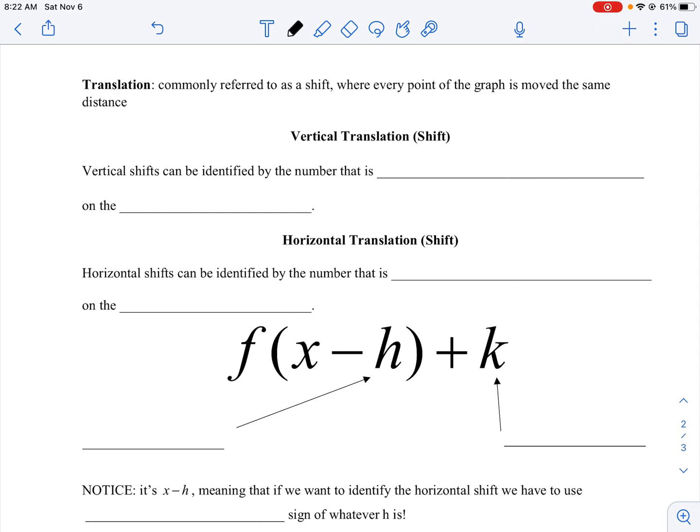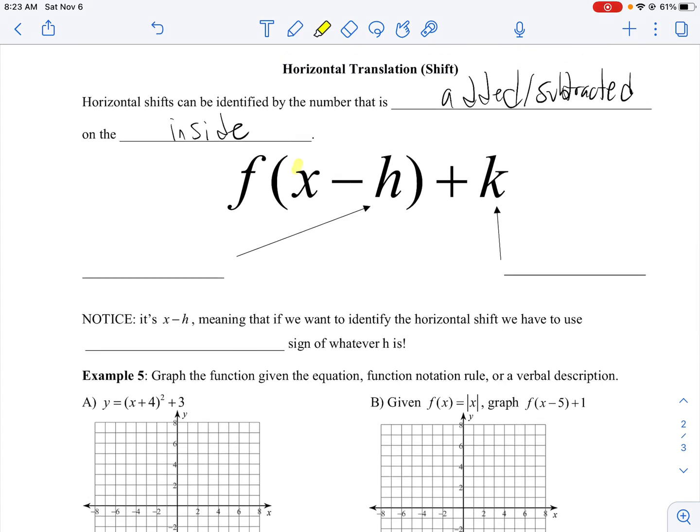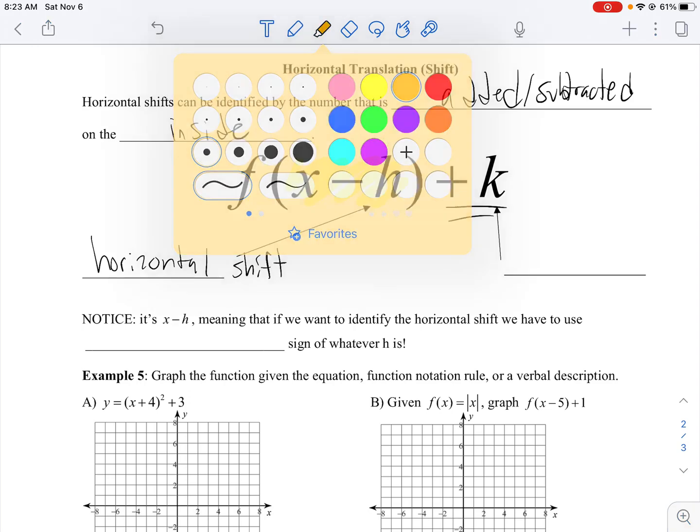All right, so I'm going to refer to these as shifts, but you're often also going to see the word translation, right? It's literally just another word for shift. Okay, so you have your vertical translation or shift, and that is identified by the number that is being added or subtracted on the outside of the function. Likewise, the horizontal translation or shift can be identified by the number that is, again, added or subtracted on the inside of the function. All right, so if it's on the inside of the function, we call that the horizontal shift. And likewise, if it's on the outside of the function, whoops, we use that different color of orange.